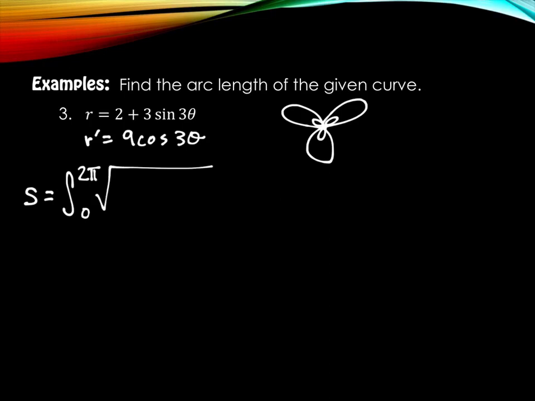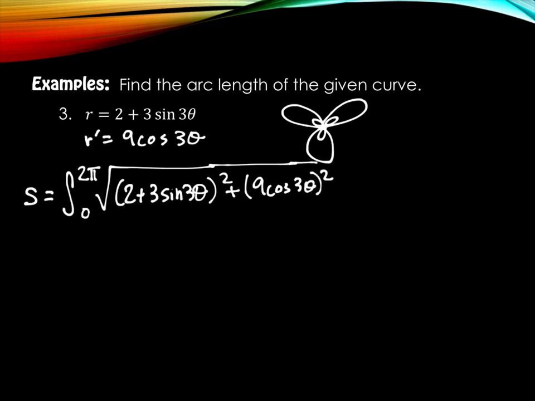So I want the square root. I want the original function, which is 2 plus 3 sine of 3 theta, and that will be squared. And to this, I will add the derivative that I just found, 9 cosine of 3 theta, and I will square it and do d theta. Okay, so you're going to like what happens eventually, but we're not going to like what happens at the beginning. It's kind of messy. So this is 0 to 2 pi.